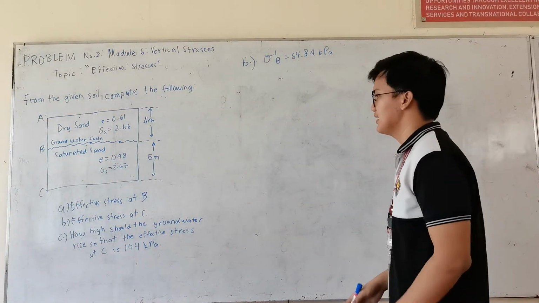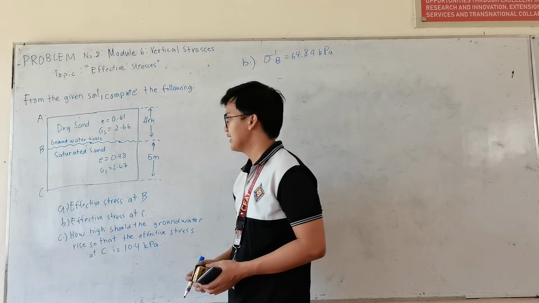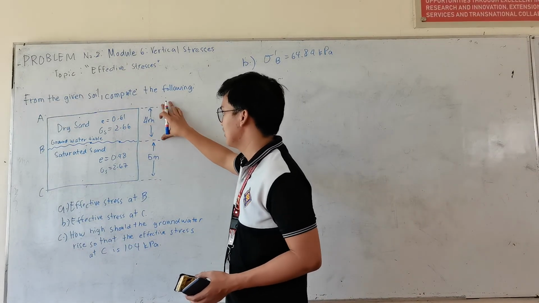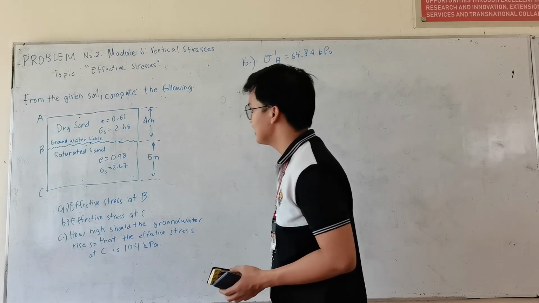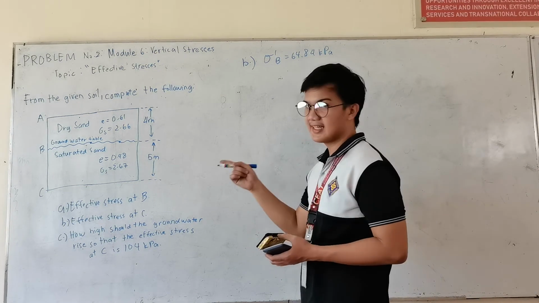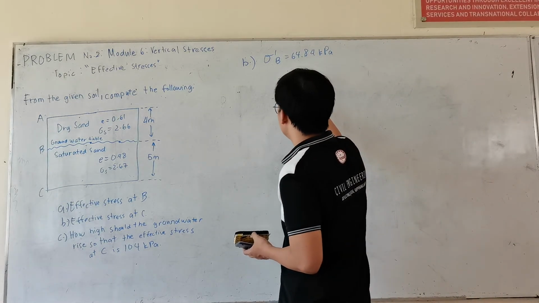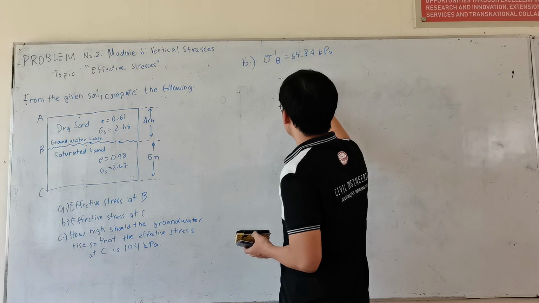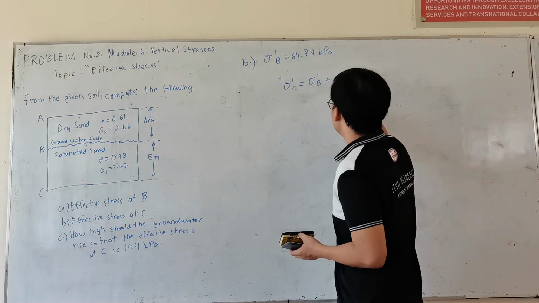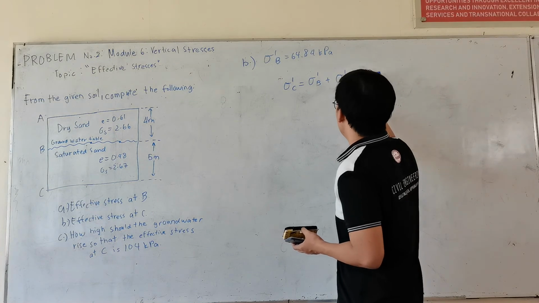So sa letter B po naman is pinapahanap po sa atin ang effective stress sa C. So ibig sabihin, para malaman natin yung effective stress sa C, hanapin natin muna ang unit weight nandito at ang layer nandito. So kanina sa letter A, nahanap po natin ang unit weight ng ating dry sand and yung effective stress sa B. So ibig sabihin, ang total stress sa C is equals to effective stress sa B plus yung effective stress sa baba mo. Sabi natin, that's represented as 1.